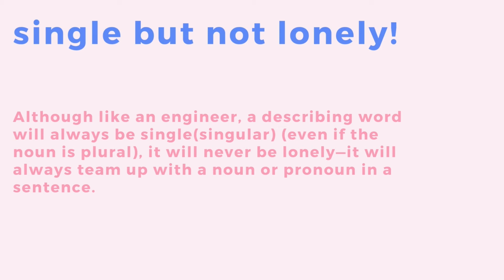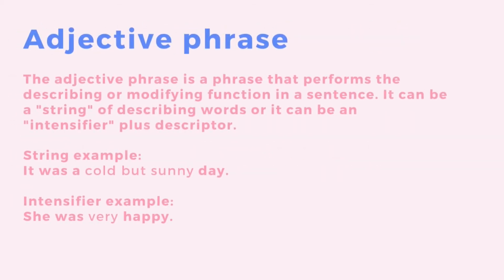Remember when I told you that an adjective can be more than a word? Well, let's talk about that. An adjective can be a phrase and a clause as well. Let's first study about adjective phrase. The adjective phrase is a phrase that performs the describing or modifying function in a sentence.